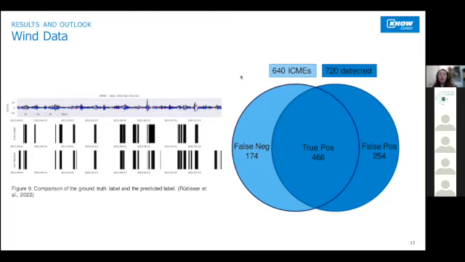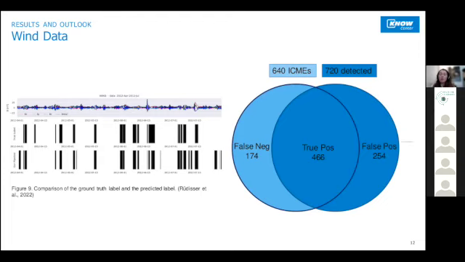So in general, we tested the pipeline on wind data between 1998 and 2015. And within that time, we had a total of 640 ICMEs. Within that time, our pipeline detected 720 ICMEs. And these two numbers are divided in true positives. A true positive is an ICME that was detected by our pipeline and was also part of the catalog. Then we have false negatives, 174. These are events that were listed in the catalog but could not be detected by our pipeline.